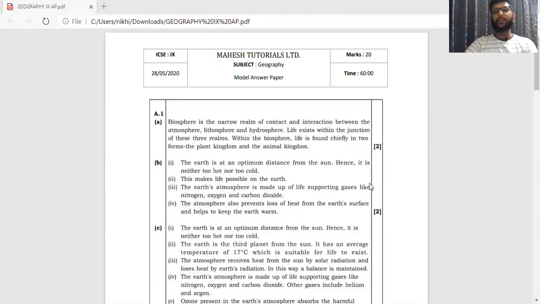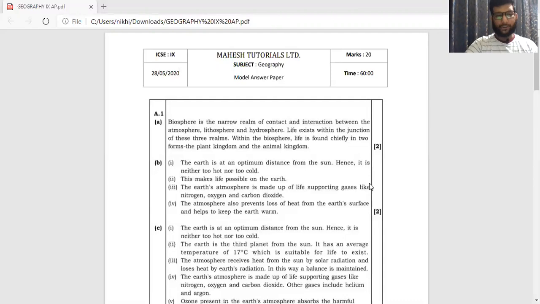Second, life exists within the junction of these three realms. Within biosphere, life is found chiefly in two forms, plant kingdom and animal kingdom. Now, this is where you get your second mark, right? So, if it's asked for 2 marks, these are the 2 points you need to cover. In case it's asked for 1 mark, then you have to write down at least the first point, at least life exists within the junction of these three realms. Till there, for 1 mark, it is sufficient, right? So, let's move to the next question, children.